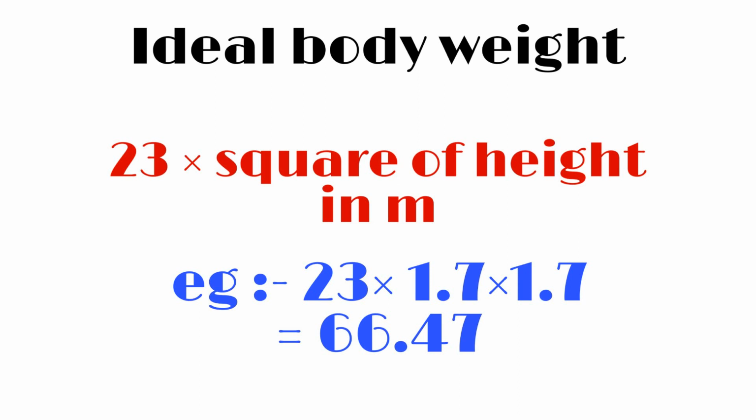Let's take the BMI number 23 as the ideal number, like there's a range, but let's take it as 23. Now multiply 23 with the square value of your height in meters. Like if you are 170 centimeters tall, it has to be 1.7 meters, so it's the square of 1.7. Then you will get your ideal body weight.